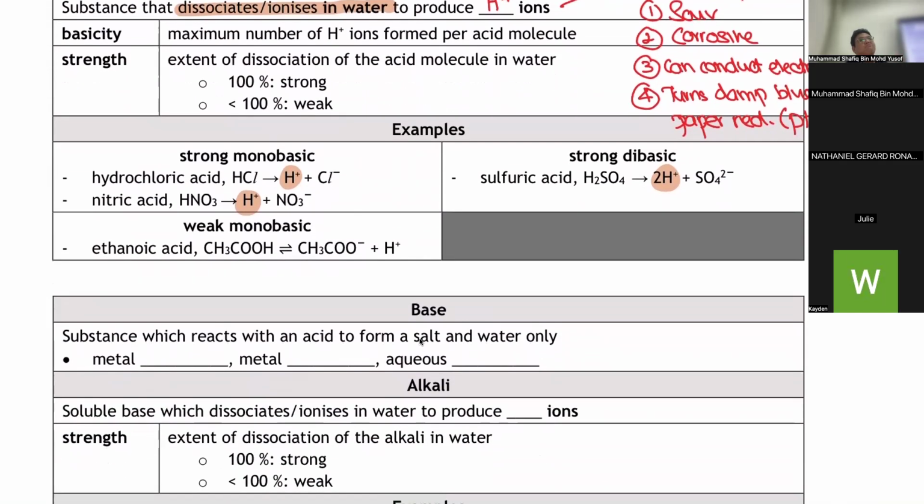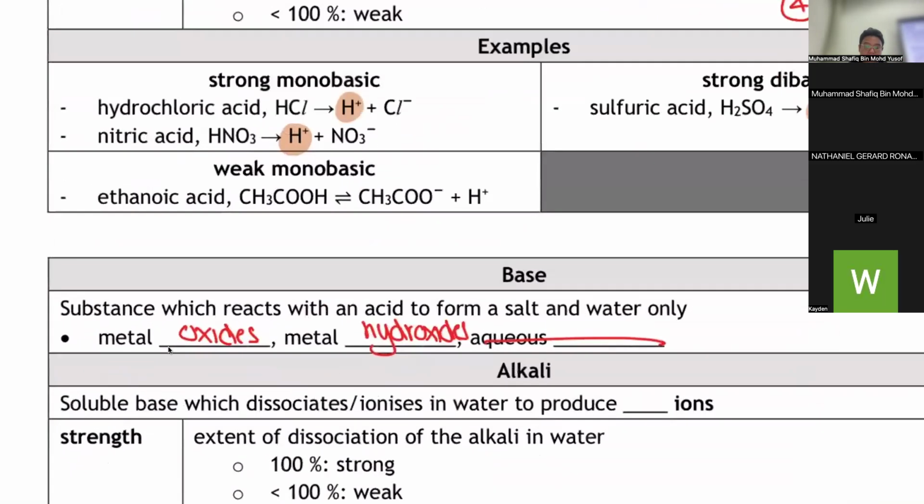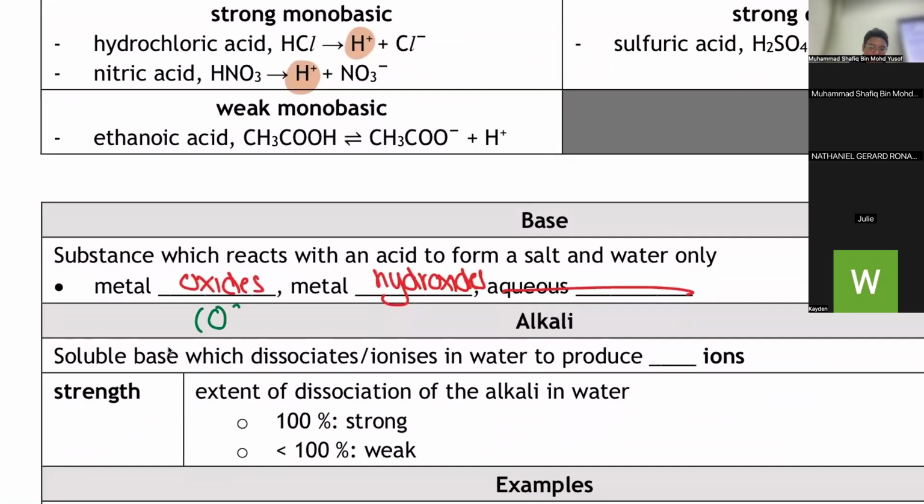What are bases? In your syllabus, usually we will say bases are metal oxides or hydroxides in this case. Okay, they are either metal oxide or hydroxide. Now, what do I mean by that? Oxides, I hope you all remember, the charge is 2 minus, O2 minus. Hydroxide is OH minus in this case. Any questions before I continue?